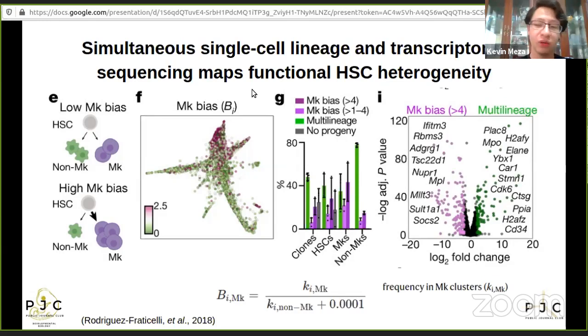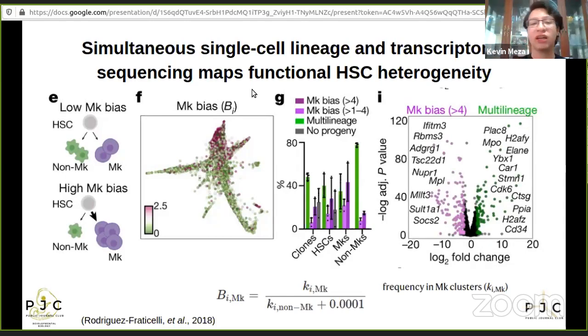Again, in letter G, we can see the distribution of the clones. The important thing here is the hematopoietic stem cell compartment, and they comment that around 30% of hematopoietic stem cells have a strong bias to produce megakaryocytes. And of course, the megakaryocyte progenitors are biased to produce megakaryocytes, and then we can see the non-megakaryocyte progenitors.